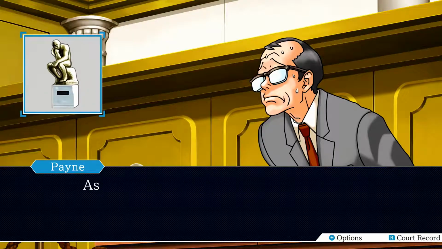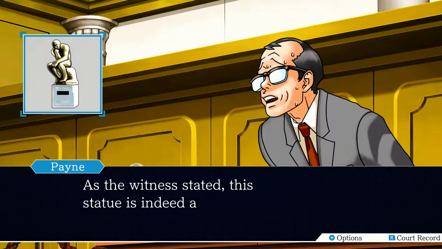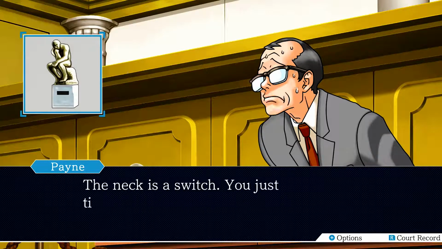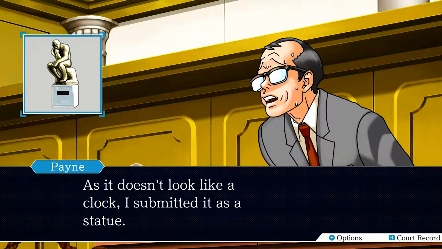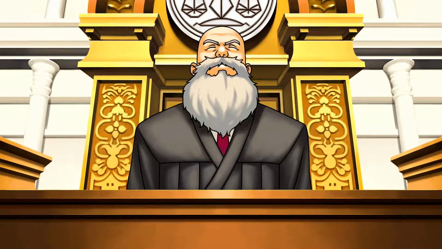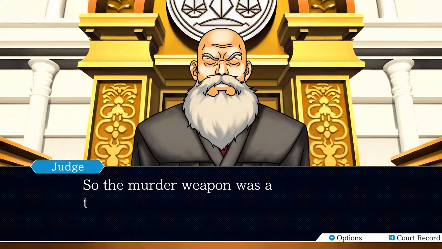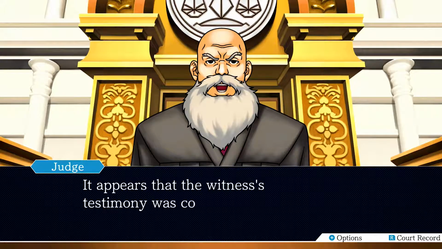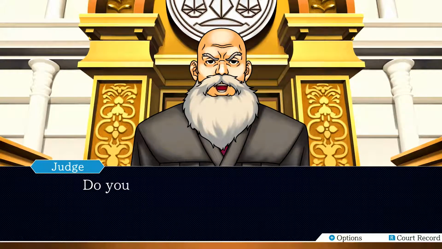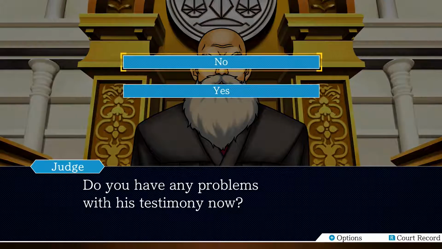Yes, Mr. Payne. As the witness stated, the statue is indeed a clock. The neck is the switch. You just tilt it and it says the time out loud. It doesn't look like a clock. I submitted it as a statue. My apologies. This is a farce. I see, so the murder weapon was a table clock after all. Well, Mr. Wright, it appears that the witness's testimony was correct. Do you have any problems with this testimony now?